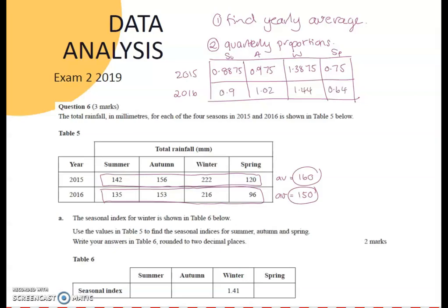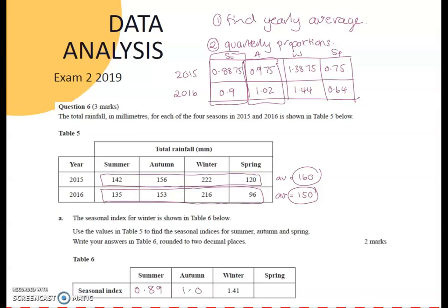Okay, so once I have those values, the final step is now to take the average of each season. So for summer, find the average. 0.8875 plus 0.9 divided by 2, and that gives me my index for summer. So to 2 decimal places, that would be 0.89. Autumn, same thing, add the 2 values for autumn, divide by 2, and I get 0.9975, which to 2 decimal places would take it to 1.